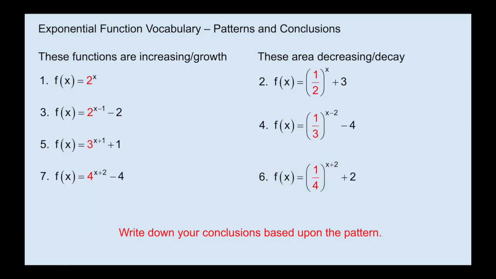For the next one, if we look at when we're going to have increasing or growth versus decreasing decay, what we want to notice here is the base of our exponent. So here I've got 2, 2, 3, and 4, and those all produce increasing or growth. But over here, when I had fractions as my base, those were all going to give me decreasing or decay.